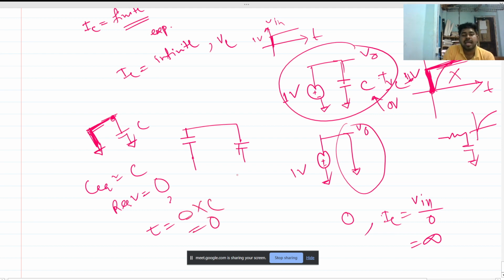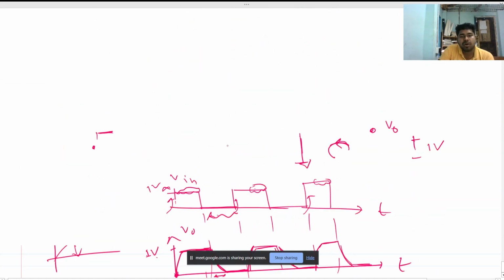So this is tau, and we can see the time constant from the output waveform as well. We can see that it takes 0 time to reach the steady state value of V, so the time constant is also 0. So we can find this time constant by seeing the output waveform as well. Okay, so this is the capacitor circuit.